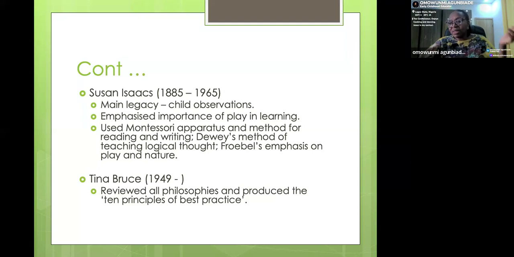Children need choices in their learning. Children learn best through first-hand experiences. Children need time to become deeply involved in activities. Children learn through their own initiative. Play is essential for development and learning. Children learn through social interaction, and so on and so forth. Please go and do some of this research yourself.